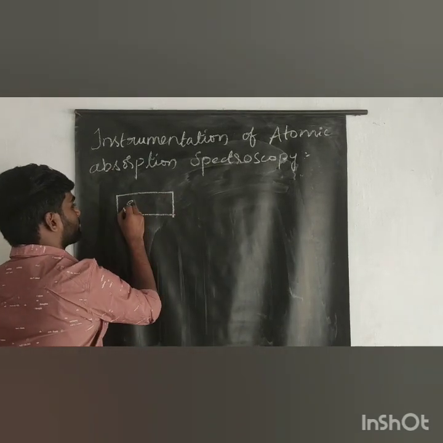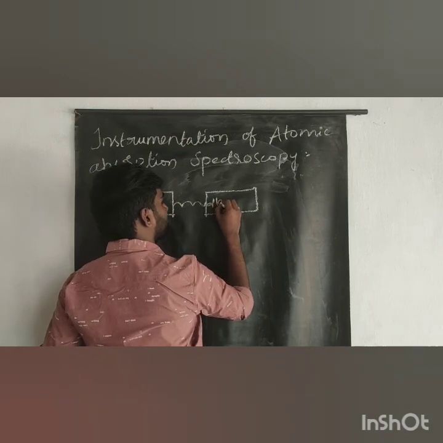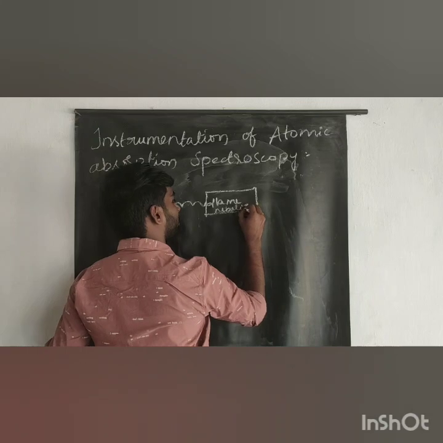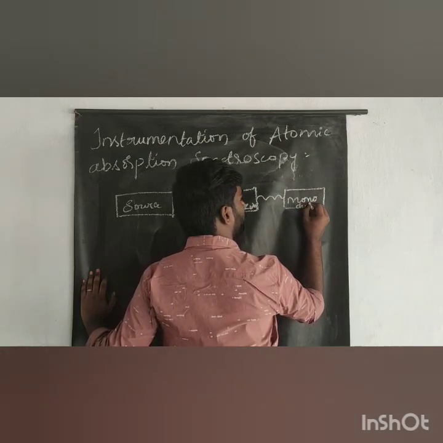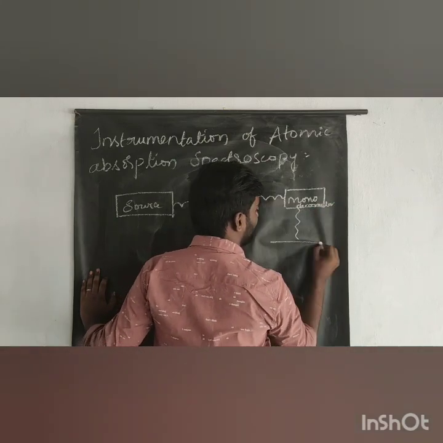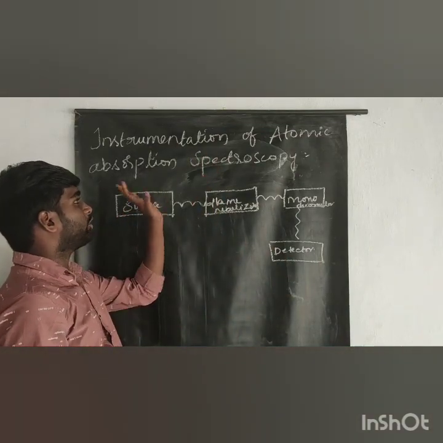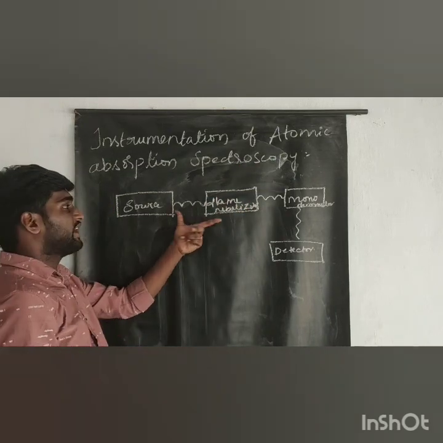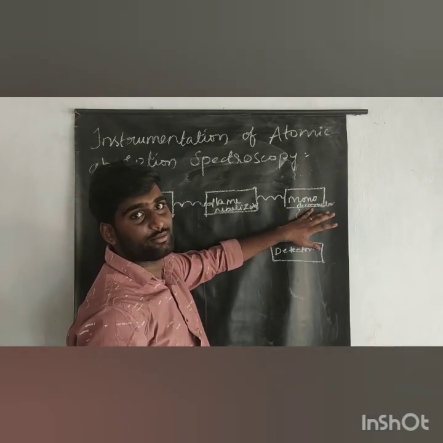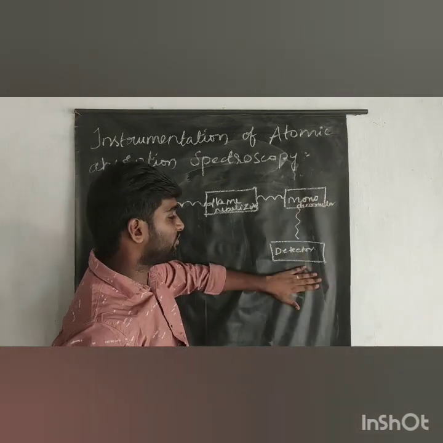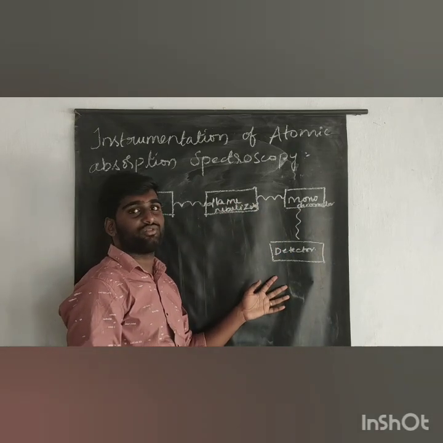This is the source, then the flame nebulizer, then the monochromator, and then the detector. So this is the equipment of the instrumentation of atomic absorption spectroscopy. The source enters into the flame nebulizer, and this then enters the monochromator. Monochromator means it selects the suitable wavelength, that means a single wavelength. Then it goes to the detector, and the compound is detected, and after that the signal is amplified and recorded. So this is the block diagram of the instrumentation of atomic absorption spectroscopy.